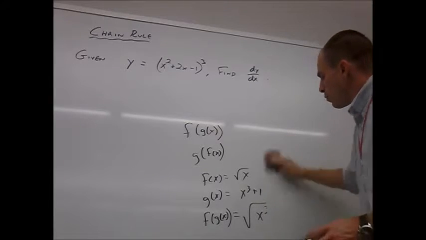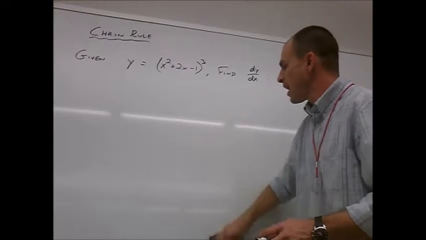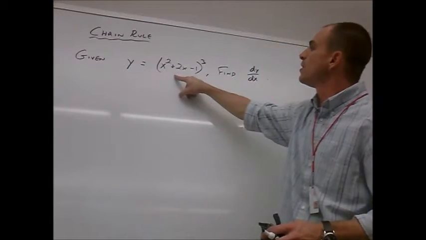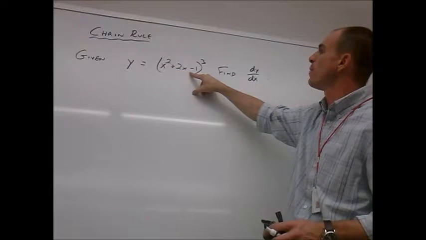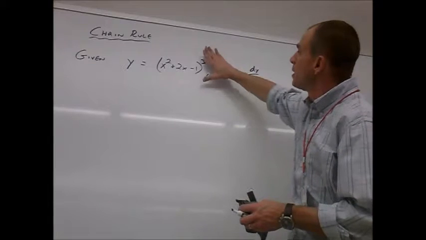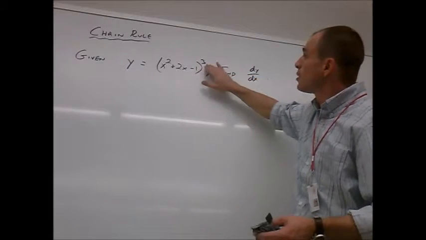Okay, so what do we need to do? We kind of need to isolate the two functions. We need to isolate the outside function and the inside function. Here's an example. We have the function y is equal to the quantity x squared plus 2x minus 1, cubed. Now, if we look at them separately, if that cube wasn't there, that wouldn't be a hard derivative at all. That'd be a piece of cake. But the cube is there.